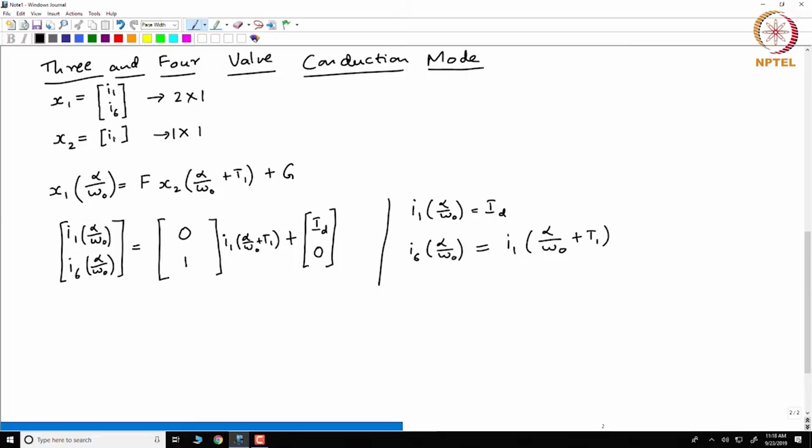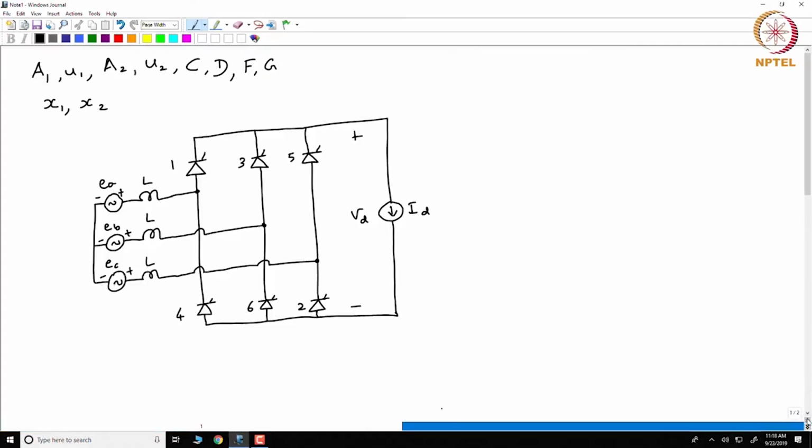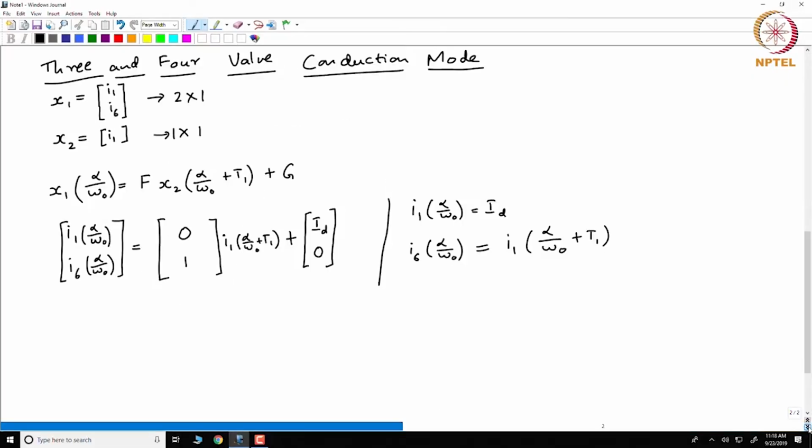Now let us get the other quantities A1, U1, A2, U2. And of course, please note this C and D. C and D matrices are actually known in advance if I know the size of x1 and the size of x2, so C and D is something which is very easy to find out. I will not try to find C and D, but A1, U1, A2, U2 and F and G are to be found. So what is A1?